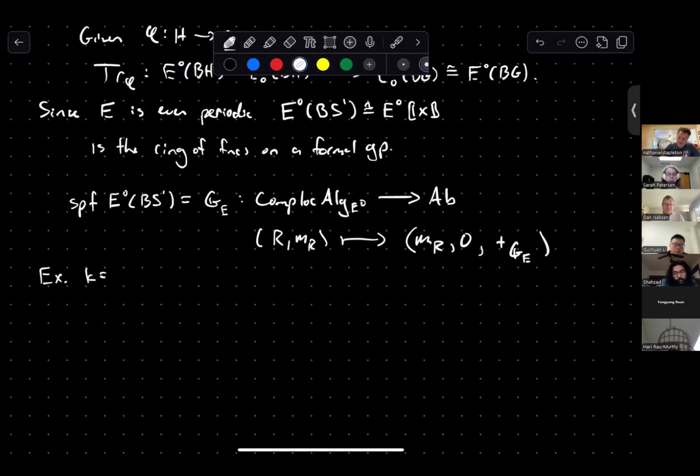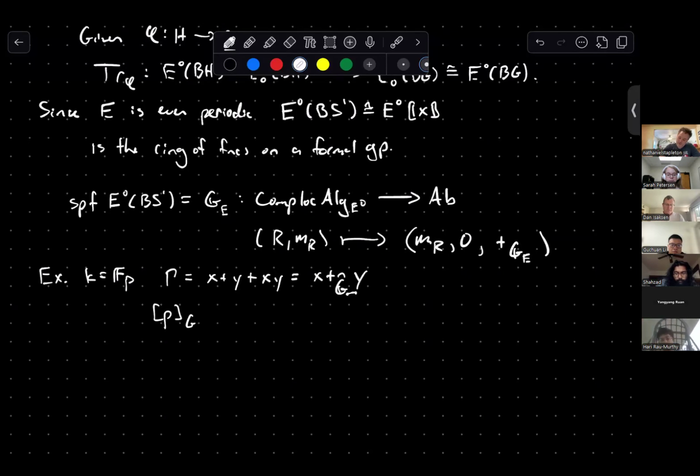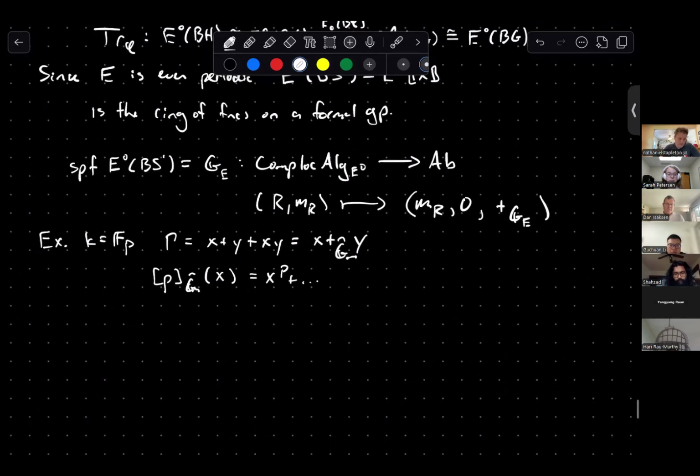So in this case of K equals F_p, and the formal group law is X plus Y plus XY, which is the formal multiplicative group law. In this case, the p-series begins with X to the p. You can check this. It is important that we're working in characteristic p for that to be true. And in this case, the Morava E-theory associated to this is exactly p-adic K-theory.